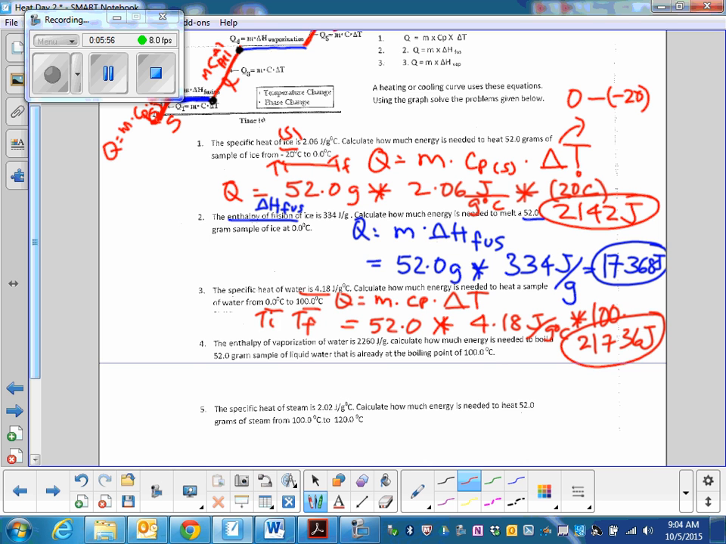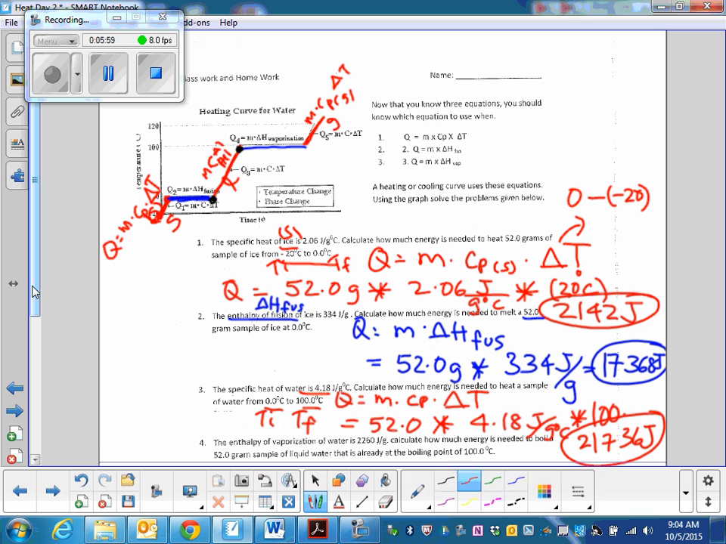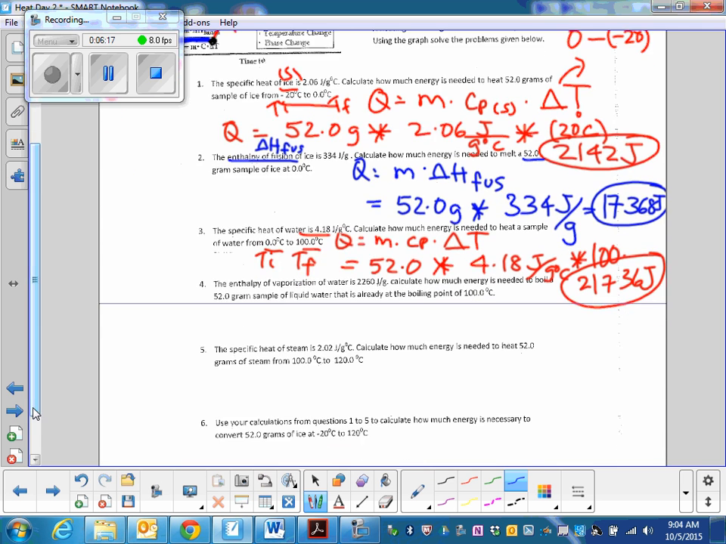So where is the substance now? The substance has gone from 0 to 100. Is that right? What is the next step the substance will go through? What will happen to the substance next? It's going to boil. So that is my next step. What is the equation I will use when it is boiling at 100? Who can tell me? It's boiling, it's in the flat line. So what is the equation? HVAP? Very good, Karen.